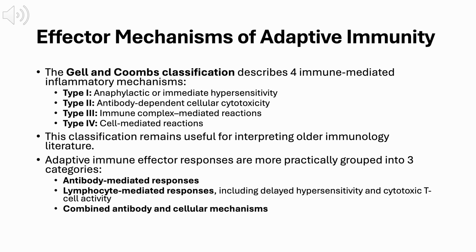That said, for practical purposes, adaptive effector responses are more cleanly grouped into 3 categories, and this is the scheme the rest of the lecture will follow. First, antibody-mediated responses. Second, lymphocyte-mediated responses, including delayed hypersensitivity and cytotoxic T-cell activity. And third, combined antibody and cellular mechanisms. Keep this 3-part map handy, because it's the table of contents for everything that comes next. We'll start with the antibody-mediated arm and its structural foundation, the immunoglobulin molecule itself.